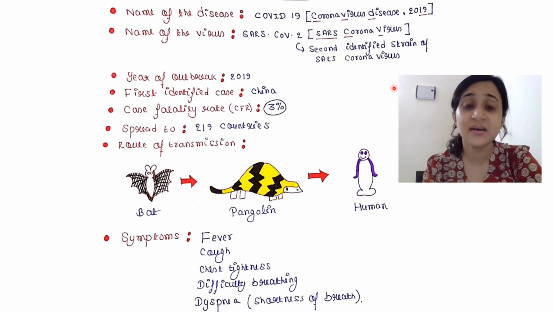And if you consider the route of transmission, again the bat is the primary host. So the bat is the common primary host in all these diseases. In the body of the bat, this virus is mutated and transferred to the intermediate host, that is the pangolin. In the body of the pangolin, the virus mutates again and gets transmitted to a human body. Symptoms include fever, cough, chest tightness, and difficulty breathing or shortness of breath, also called dyspnea.